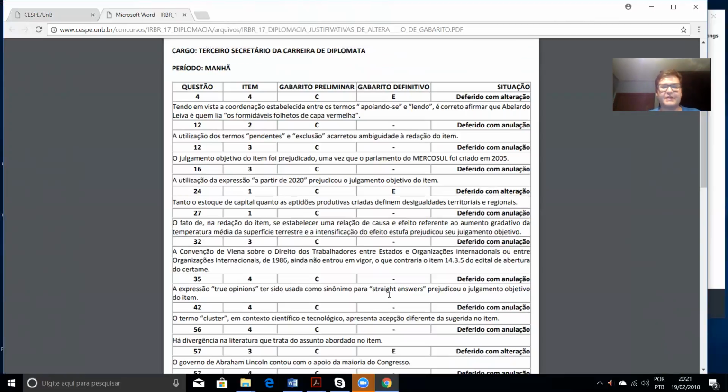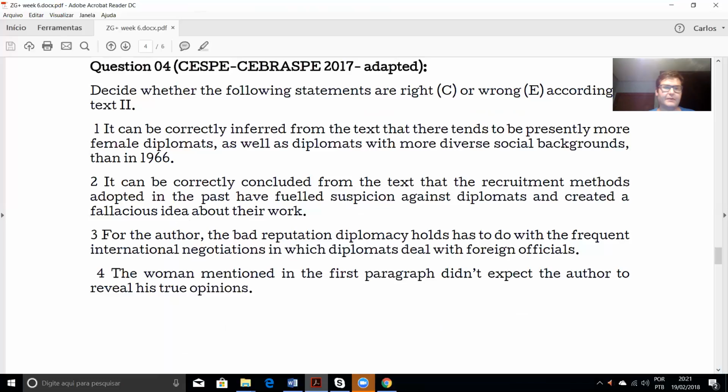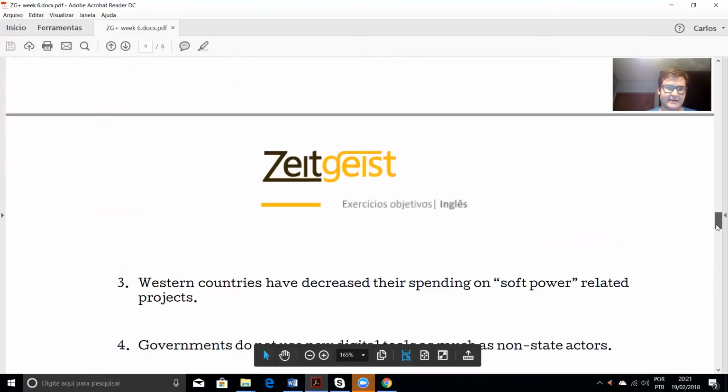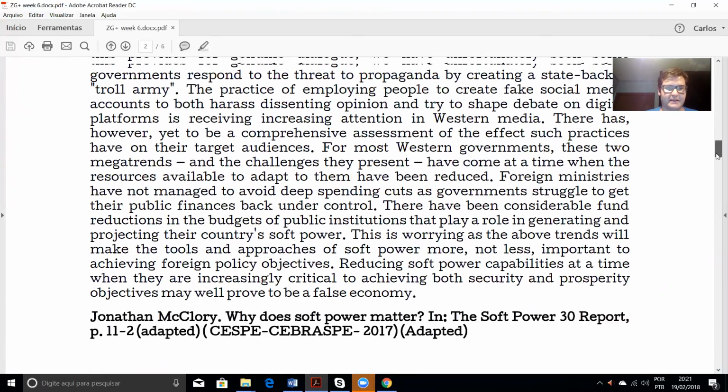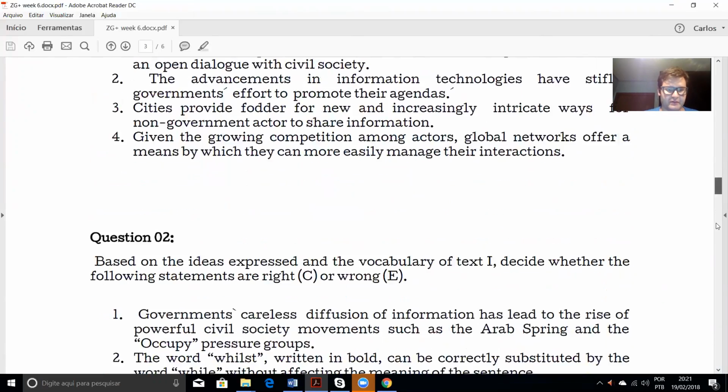used as synonymous with straight answers made it more difficult for you to judge the item, which is correct. True opinions is not the same as straight answers. Straight answers means the idea that you give direct answers. But direct answers do not necessarily mean that they are the true opinions. So in this case, it had to be annulled because it's not synonymous with straight answers, which is said here in the text. All right. So it was a mistake on the examining board's part. Straight answers. Oh, I passed it.